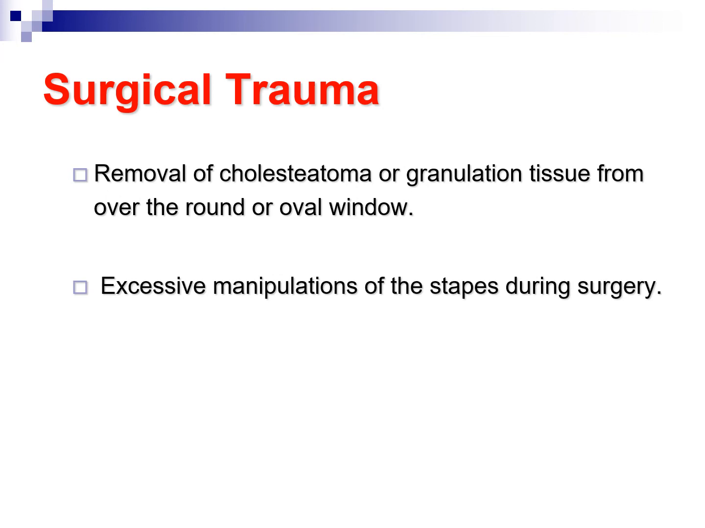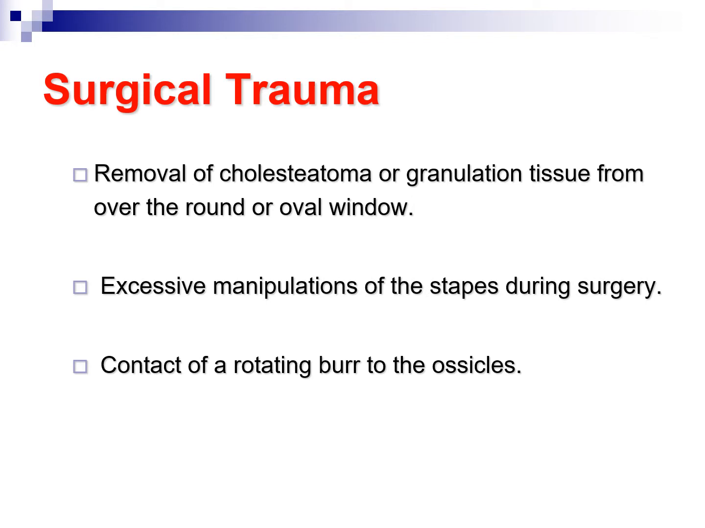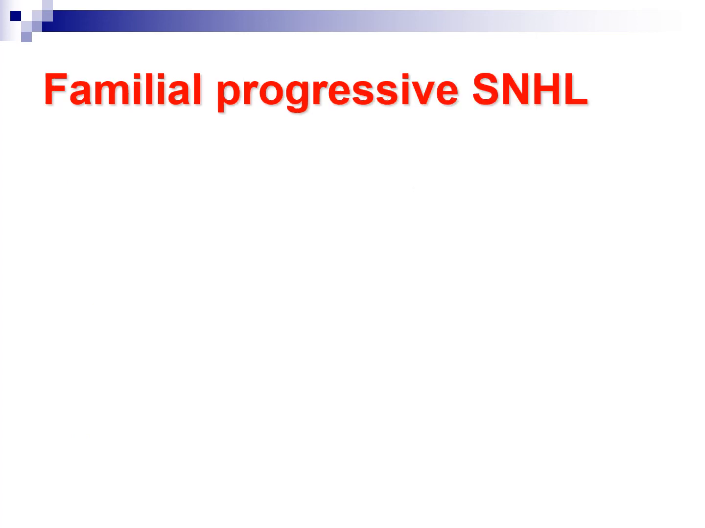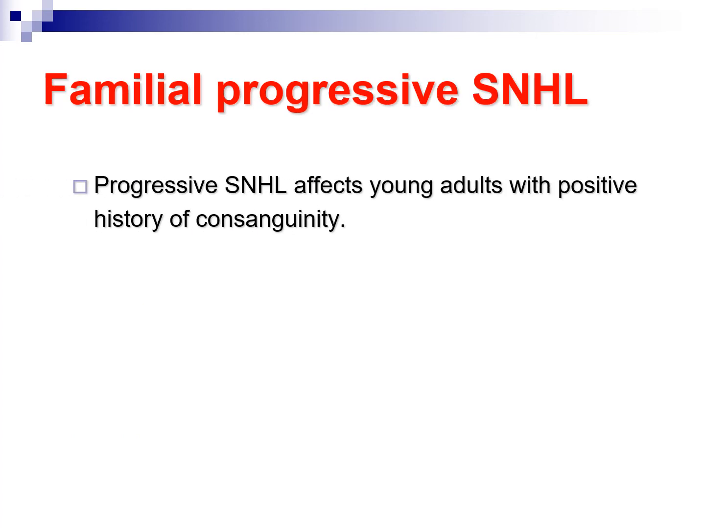Surgical trauma might happen during removal of cholesteatoma or granulation tissue over the round or oval window, excessive manipulation of the stapes during stapedotomy, contact of rotating burrs to the ossicles, or local application of ototoxic drugs as alcohol and saffron during surgery. Hearing loss has so many different causes.